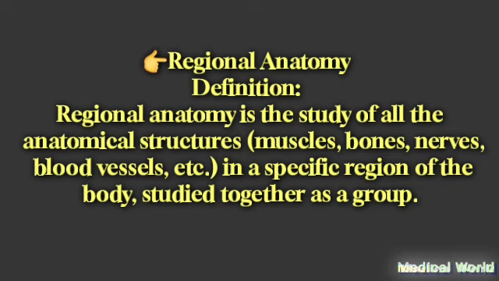Explanation with examples. In regional anatomy, a student might study the chest area, learning about the lungs, heart, ribs, and blood vessels all at once. Regional anatomy is helpful during surgeries, as doctors need to know all the structures in a specific area. By studying regional anatomy, we understand how different organs and tissues work together in a particular region. In cadaver dissection, regional anatomy is often used to focus on one part of the body at a time. Understanding the neck region through regional anatomy helps in surgeries involving the throat or thyroid gland.